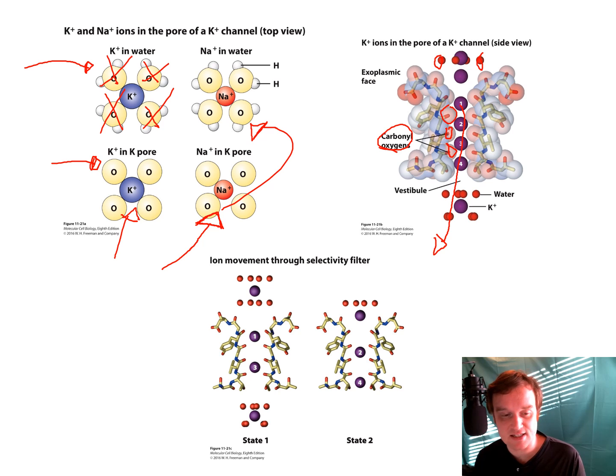So that makes these channels much more specific for potassium as opposed to something like sodium or a bigger ion that would be too big to fit through there. So that's kind of how they do the size exclusion or the specificity for certain ions compared to just an open gate that lets everything through.